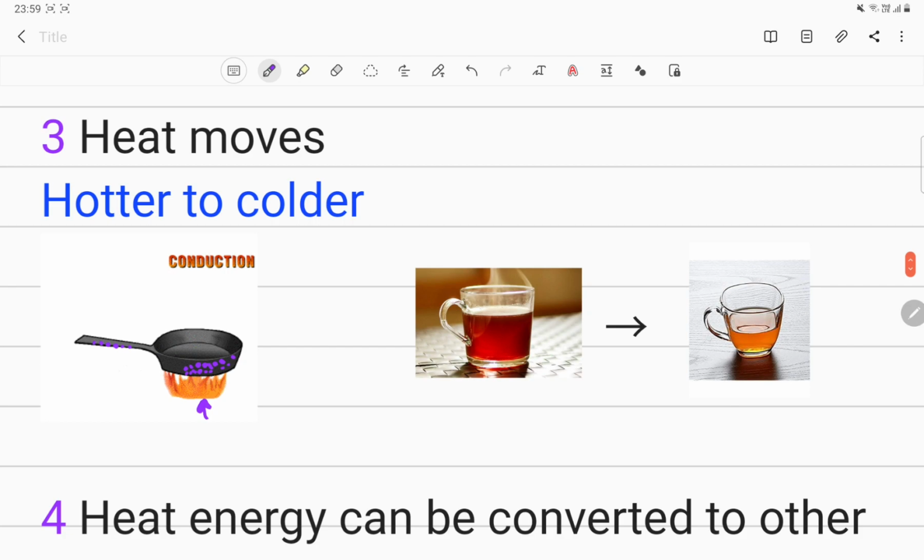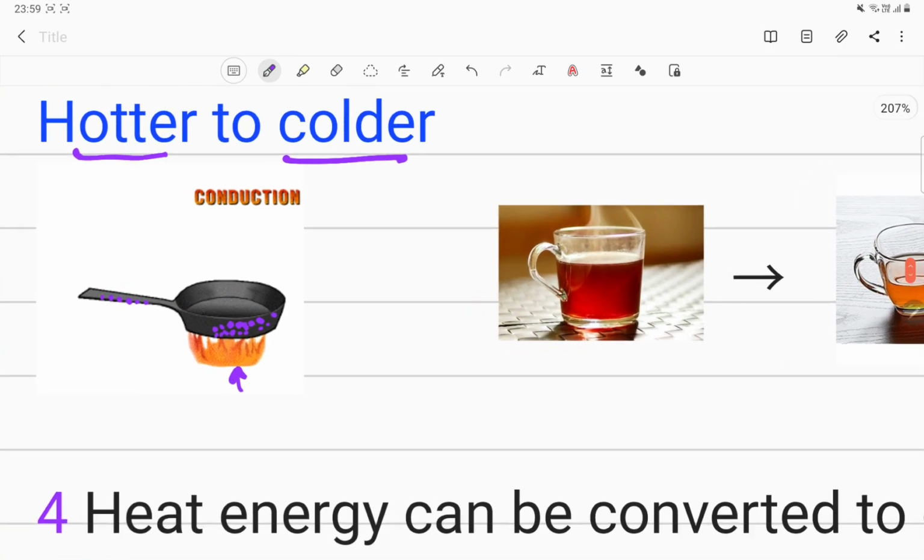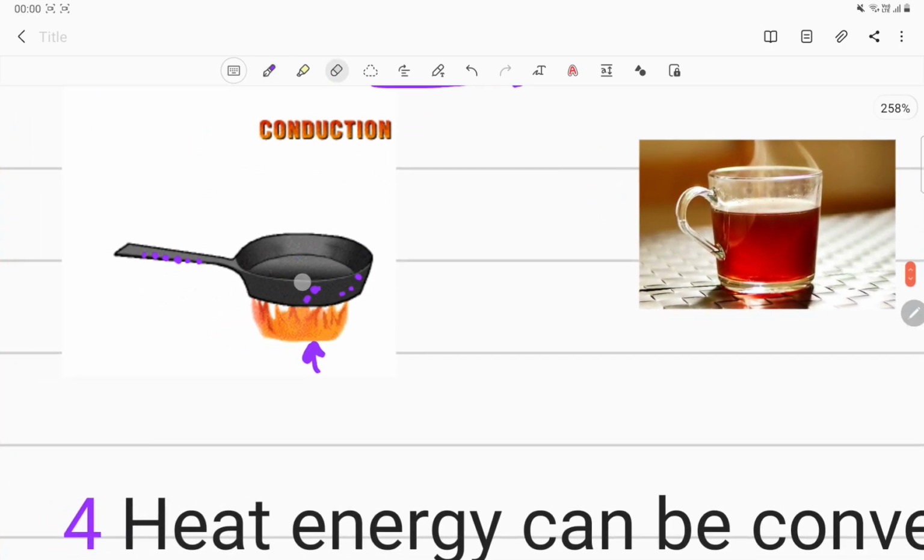The next property of heat is that heat moves. It's not "can", but heat moves. And heat always moves from a hotter place to a colder place. Let us take two quick examples. In this image, we have some fire, and we have a frying pan.